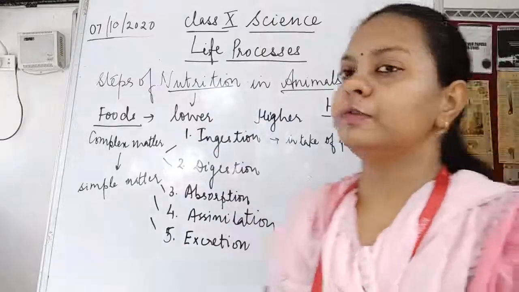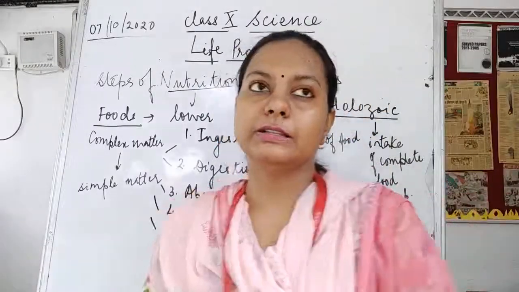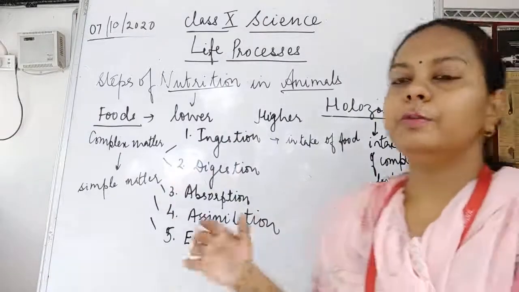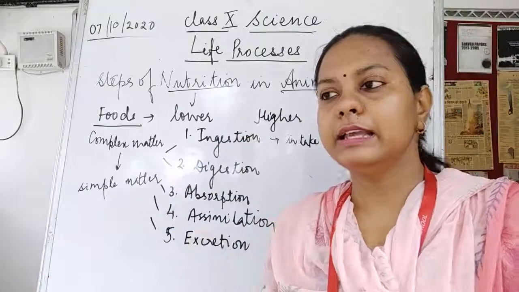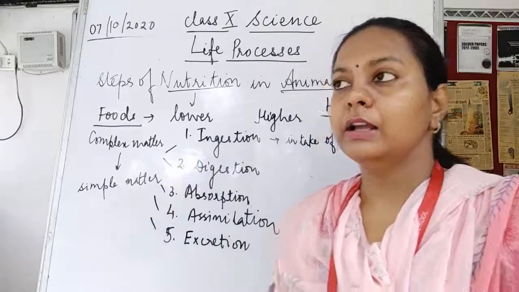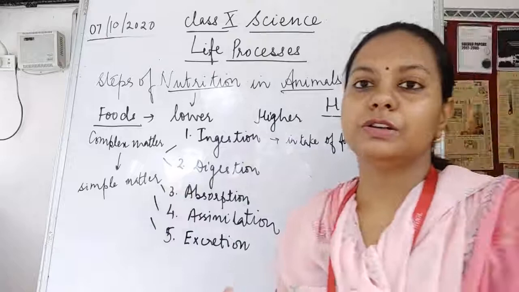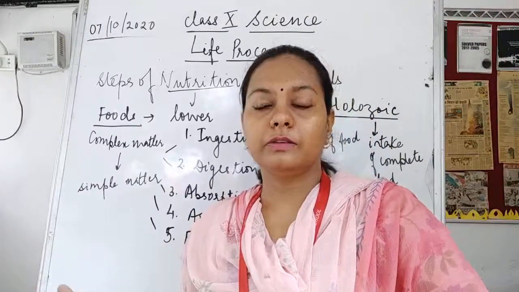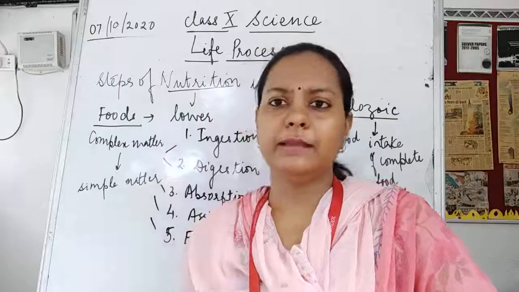So we'll discuss the first step, that is ingestion. I have told you that we are intaking the food. So children, food could be of different types. Some animals eat insects, some animals are only eating the fluid part of the plant. They suck the sap, such as mosquitoes. Some of them are sanguinivores, some of them are coprophagous. Okay, so many names are there.